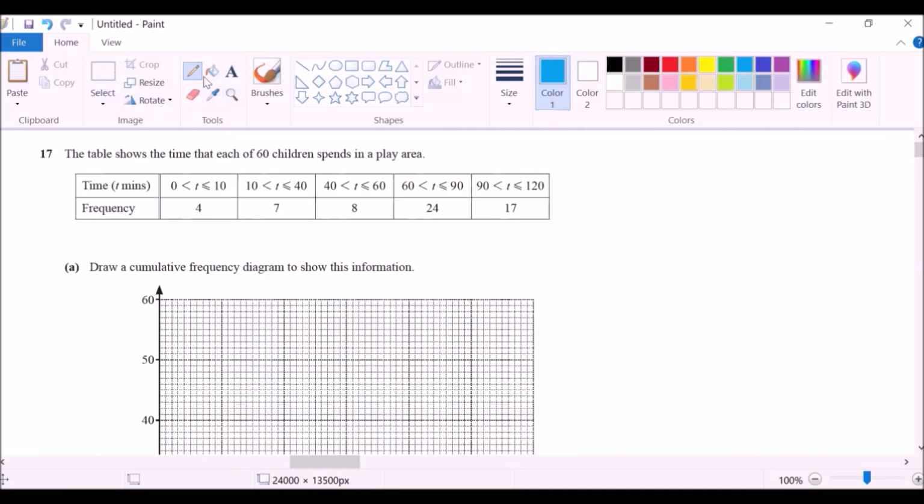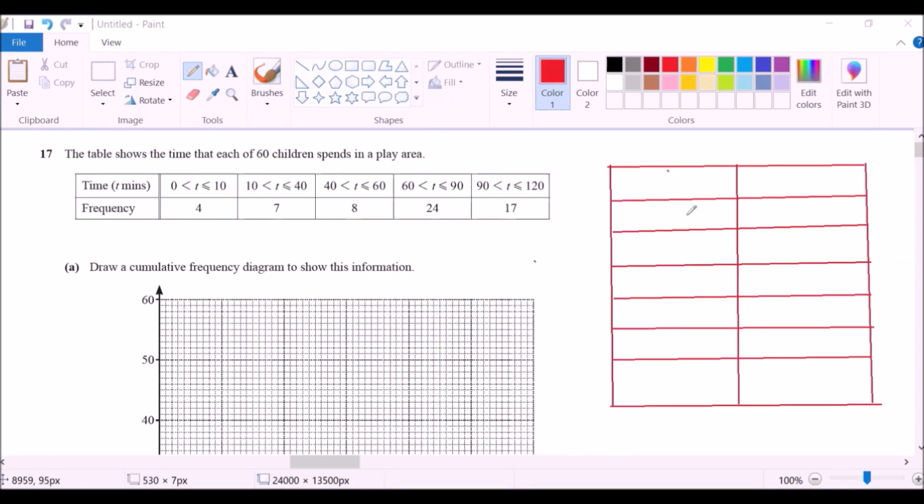Now let's continue to number 17. The table shows the time that each of 60 children spends in a play area. Draw a cumulative frequency diagram to show this information. So using this information, we have to create a cumulative frequency table. So we have time in minutes and we have cumulative frequency.